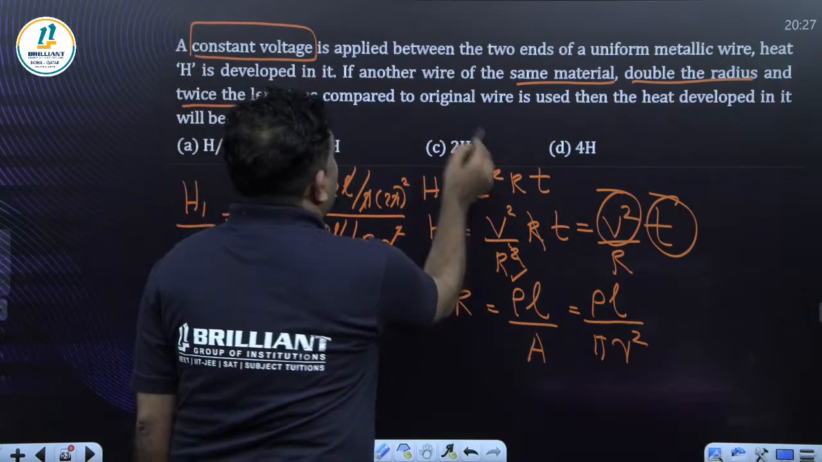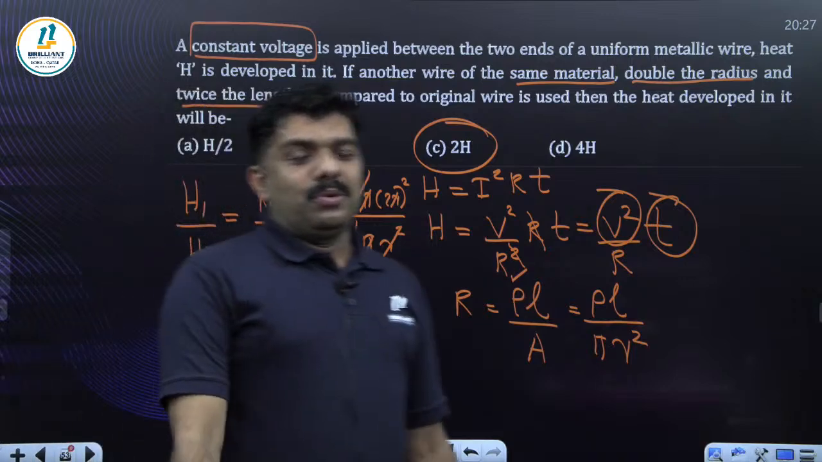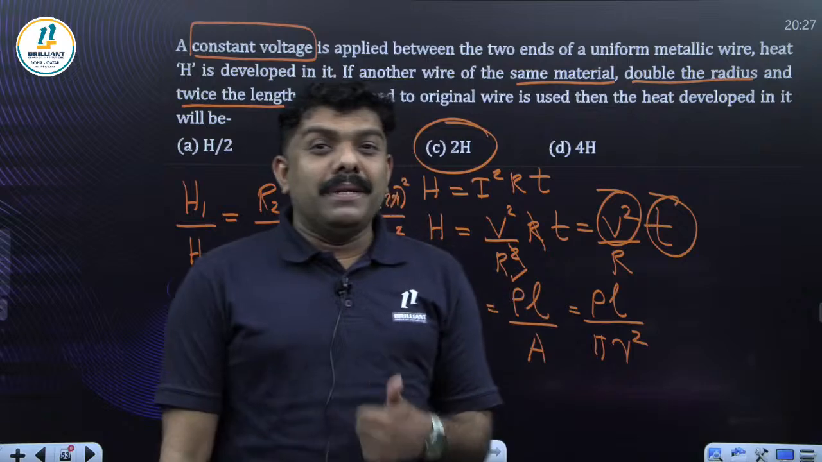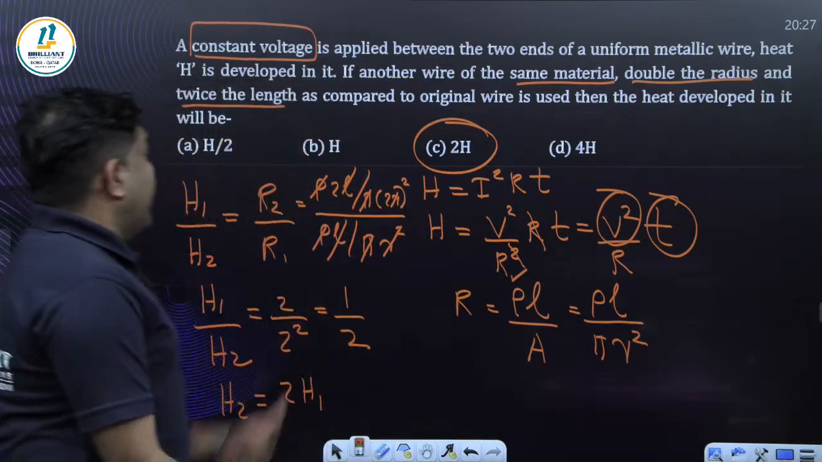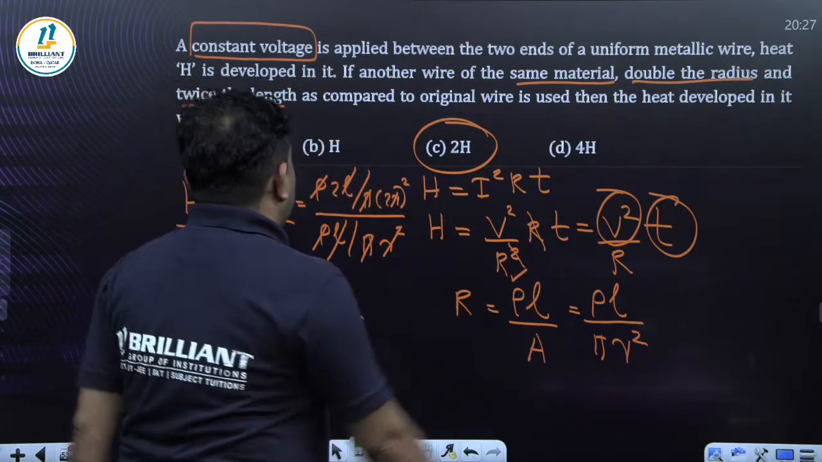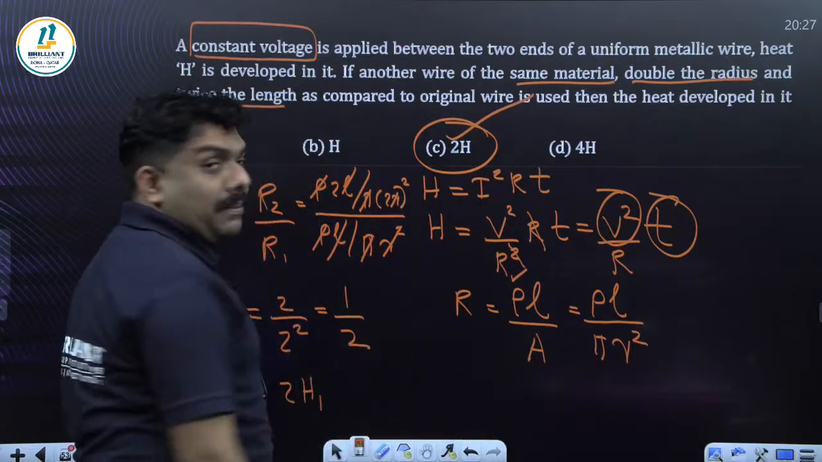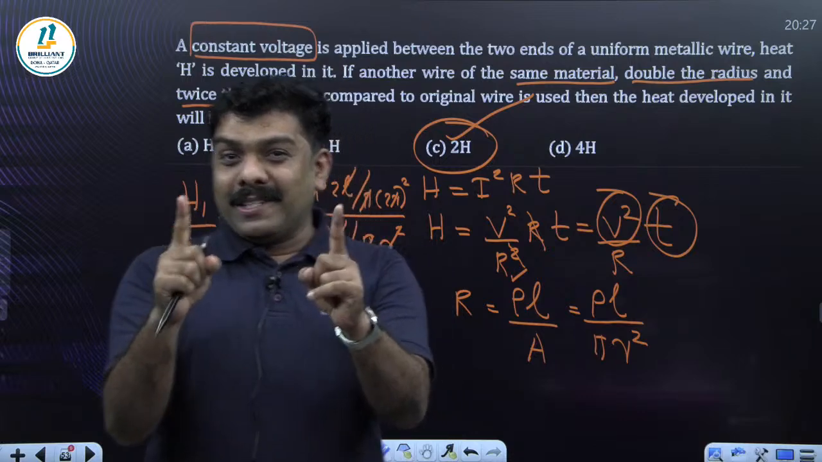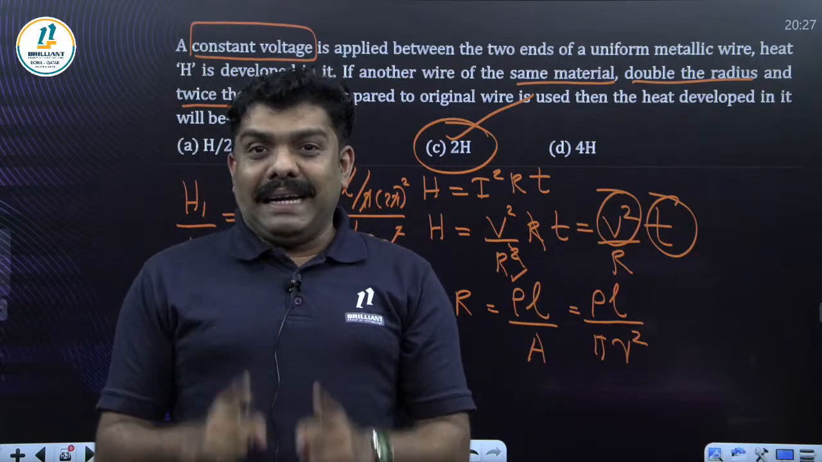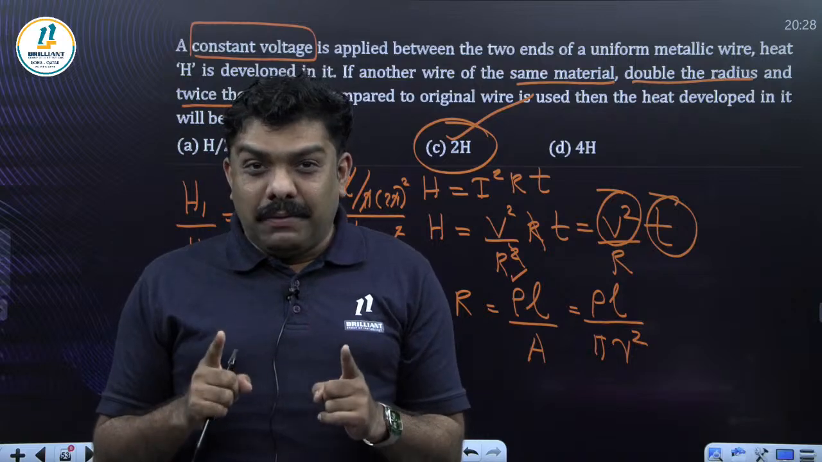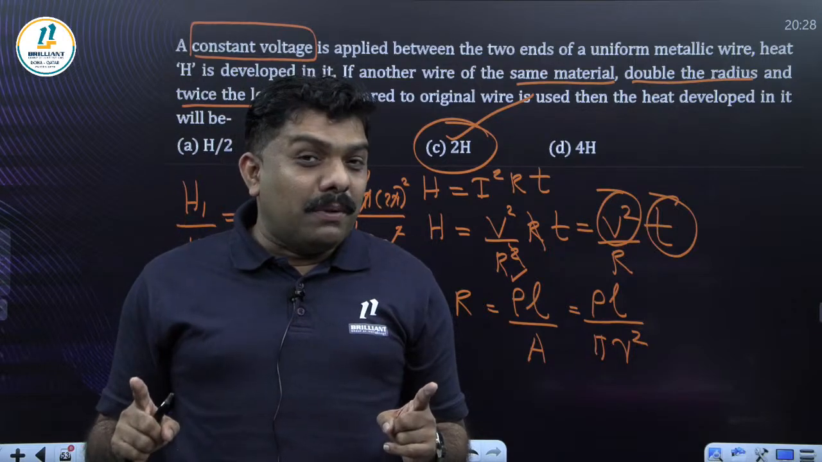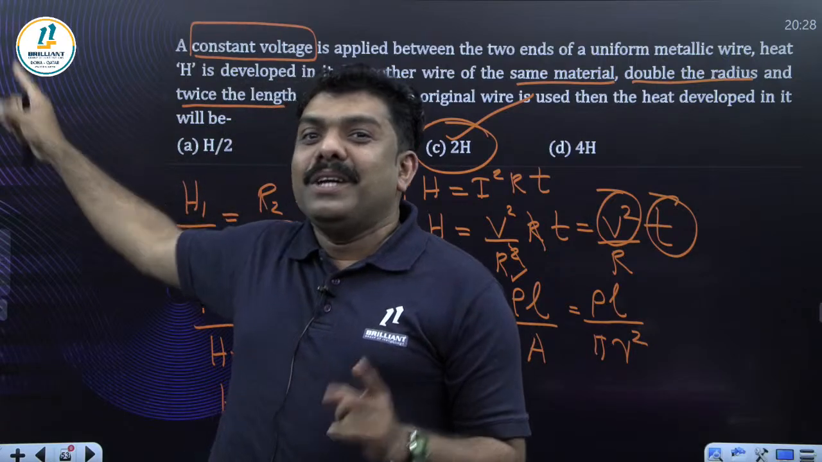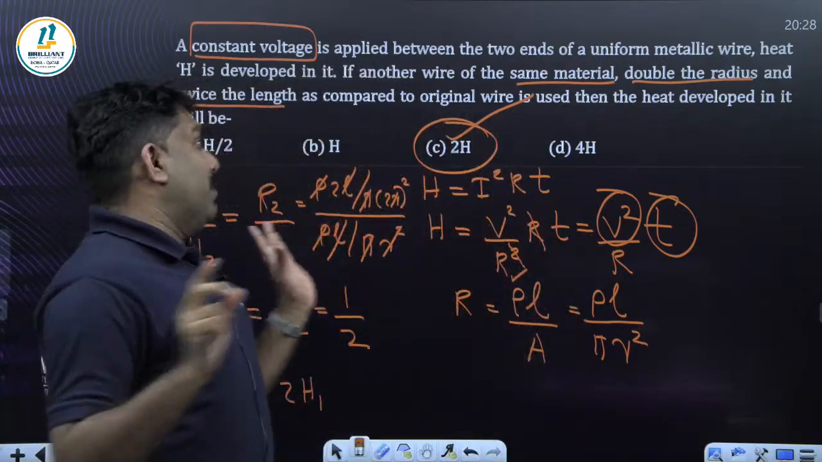So the right answer is option C, that is 2H. Many are giving the right answer in the chat box. So option C is the right one, 2H, the heat generated will be. Here I am repeating once more, dear students: when we are finding the heat generated in the wire, we have I square RT formula and V square by RT formula. Constant voltage is given, so we are using the V square by RT formula.